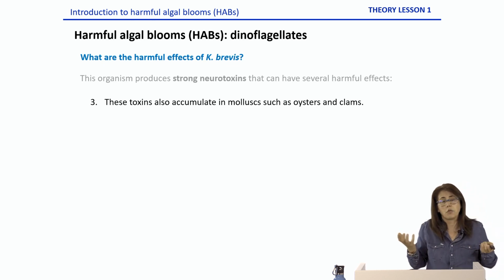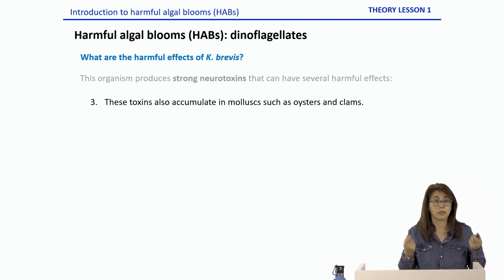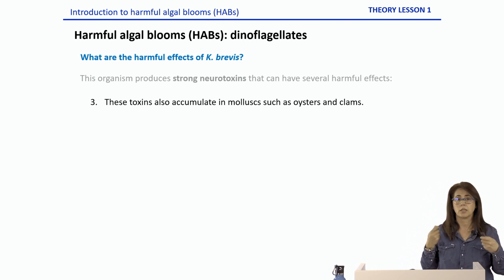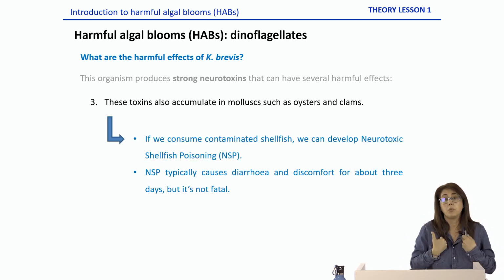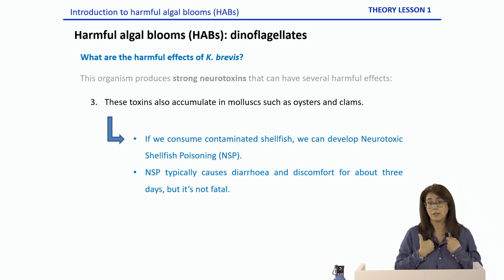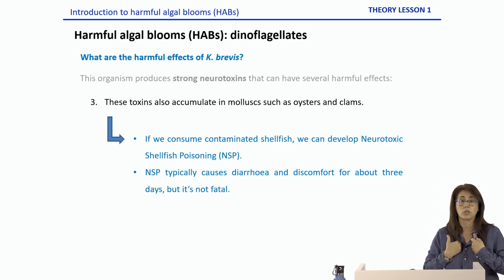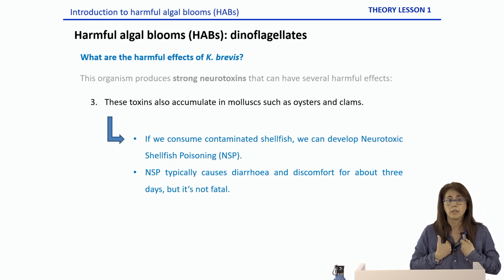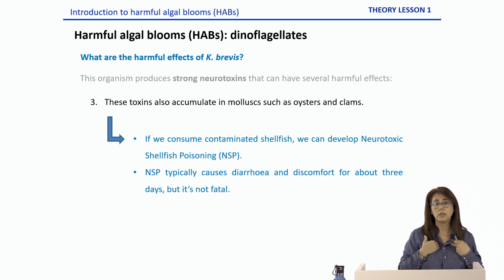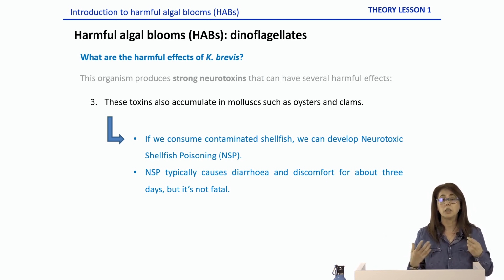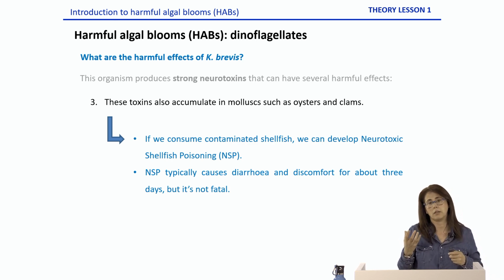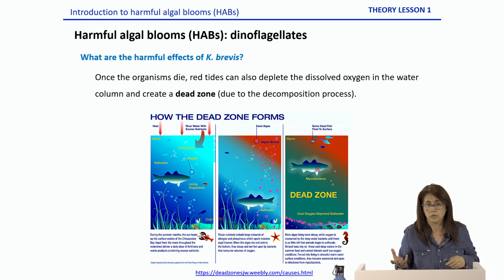This toxin, of course, can also accumulate in filter feeders like mollusks, such as oysters, clams, mussels. So if we consume contaminated shellfish, we can develop a sickness that is called neurotoxic shellfish poisoning. This neurotoxic shellfish poisoning typically causes diarrhea and discomfort for a few days in humans, but it's not fatal. The effects are not as bad as in the animals.